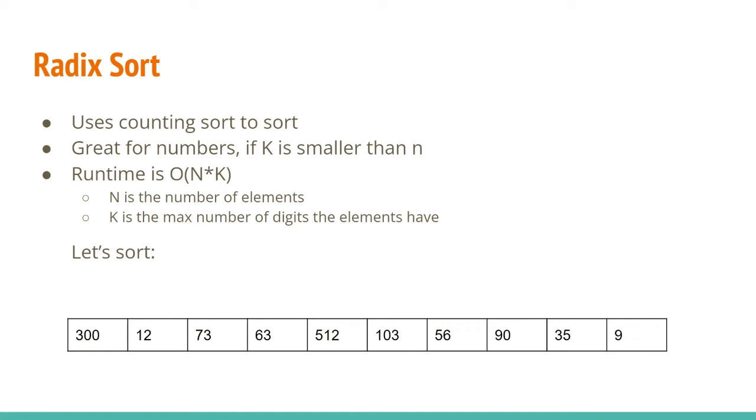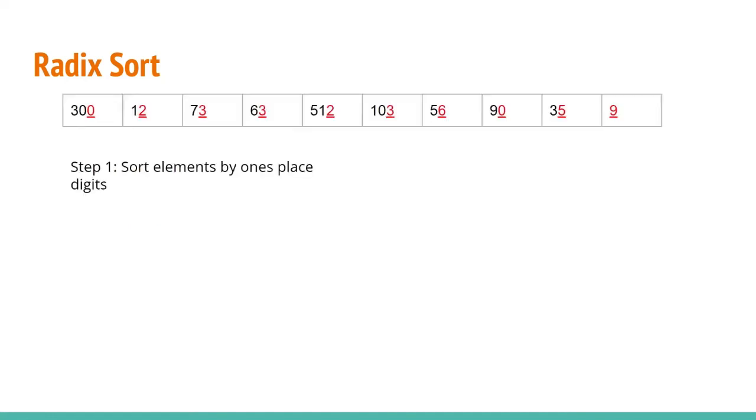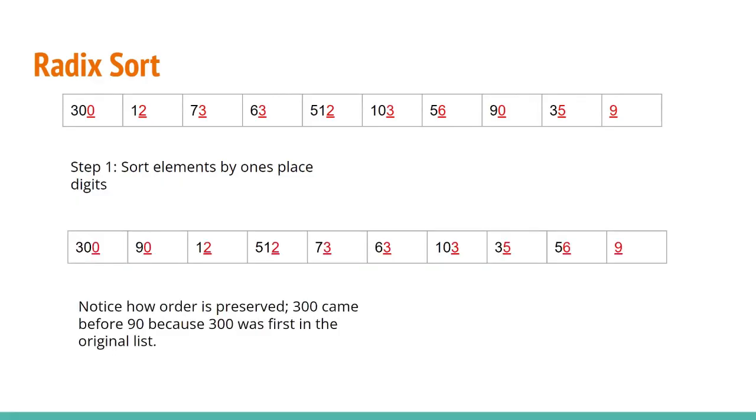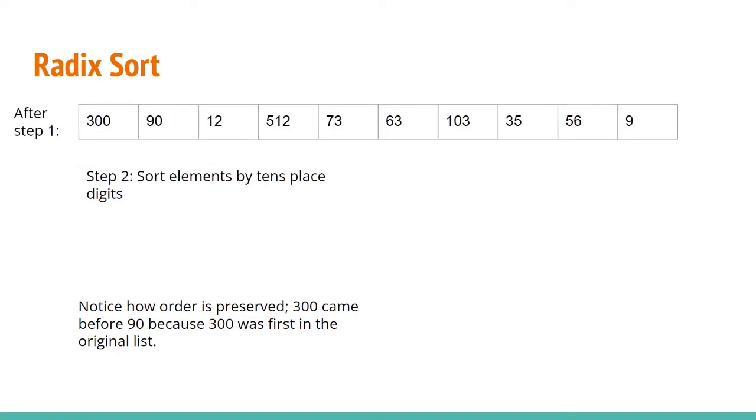So let's try sorting this example below. With the radix sort, instead of doing sorting on the entire number, we'll sort by each digit. So the first step we have is sorting elements by the ones place digits. We'll run counting sort on this and it will sort those digits in order. And as you can notice, the order is preserved in this. 300 came before 90 because 300 was first in the original list, and this is what makes this algorithm a stable sort.